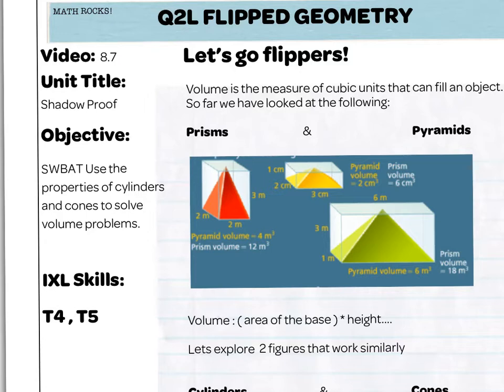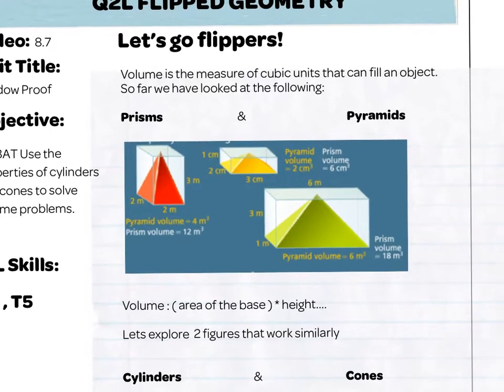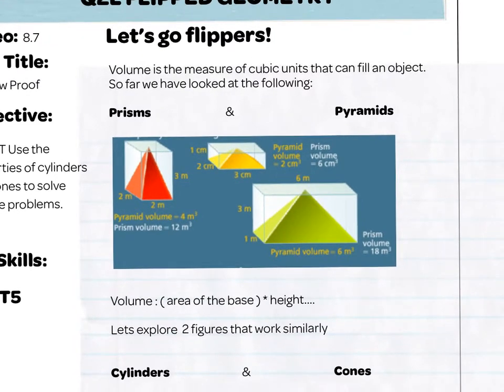Alright, let's go flippers. So far with volume, we've actually looked at volume in terms of what it is. So volume is the measure of cubic units. If you think of those 1 by 1 by 1 unit cubes that we've been using in class all year, think about those cubes we've been using. It's the measure of how many of these can fill any object. And so far we've looked at two particular cases.